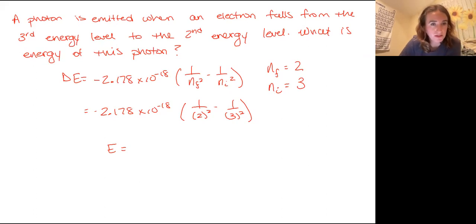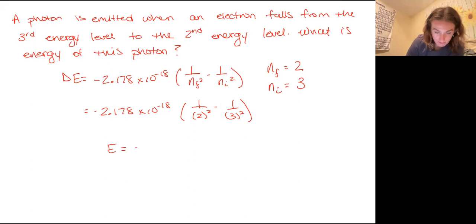So the negative 2.178 is just a constant that is given to you in your equation. I believe Ethan said that's the h times c portion of it. Might be wrong, might be right. But that's just a constant that comes along with the question or with the equation.